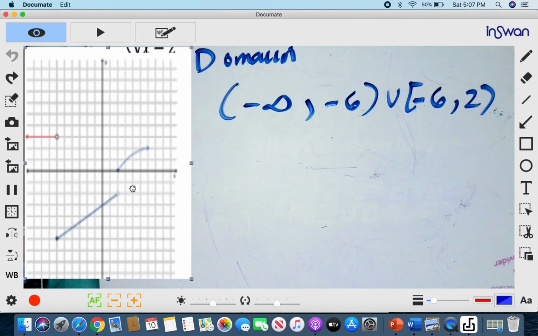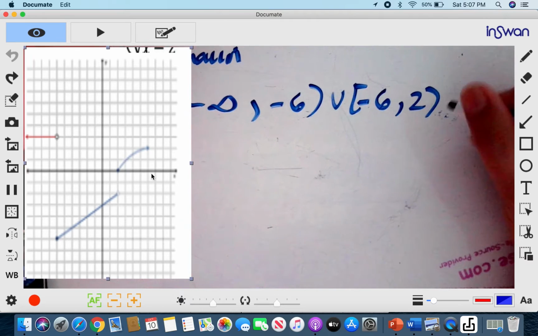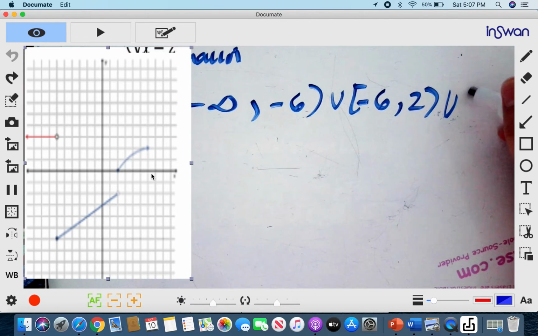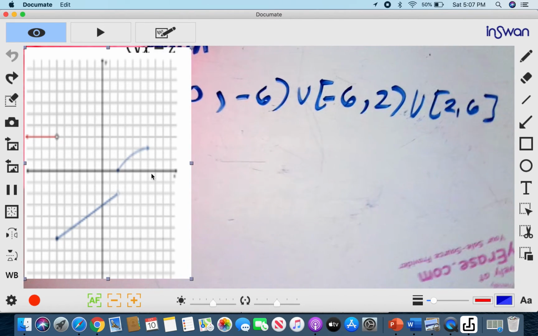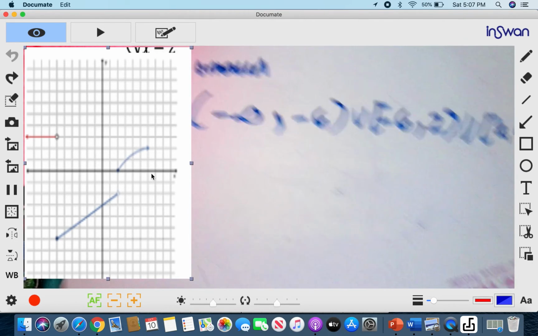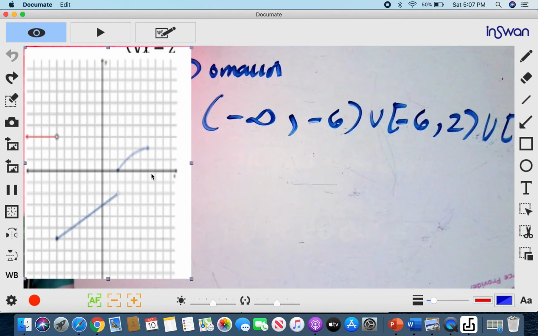Now we will proceed with the last piece, which includes positive 2 and a dot here. So that will be 1, 2, 3, 4, 5, 6. So that will be from positive 2 to positive 6 using brackets. So union positive 2 to positive 6. So this involves the domain of our function. Now we will go to the range.